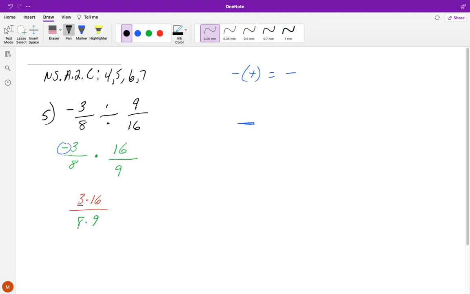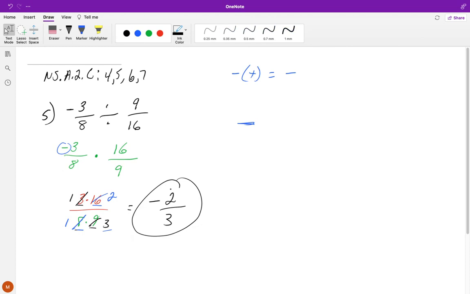So I look at 3 and say, can 3 have any factors that are common with 8 or 9? Yes. 3 and 9 both share a common factor 3, so I can divide each of these by 3 to get 1 and 3. And now 16, does it share a common factor with 3 or 8? Yes, it does with 8. 8 goes into 8 once, and 8 goes into 16 twice. And now we can just go ahead and multiply across. So we knew the answer is going to be negative, so it's going to be a negative 2 over 3, and that is your final answer.